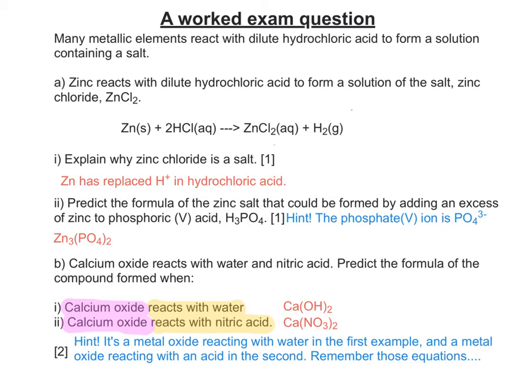Now, how did I know it was actually calcium nitrate? It's because calcium is the metal and nitric acid is the acid. Calcium nitrate is your salt. How did I know it's 2 lots of nitrate? Well, that comes from knowing the charges on your ions. Now, you must know the charges on your ions. There's no way around it. You just have to go and learn them.